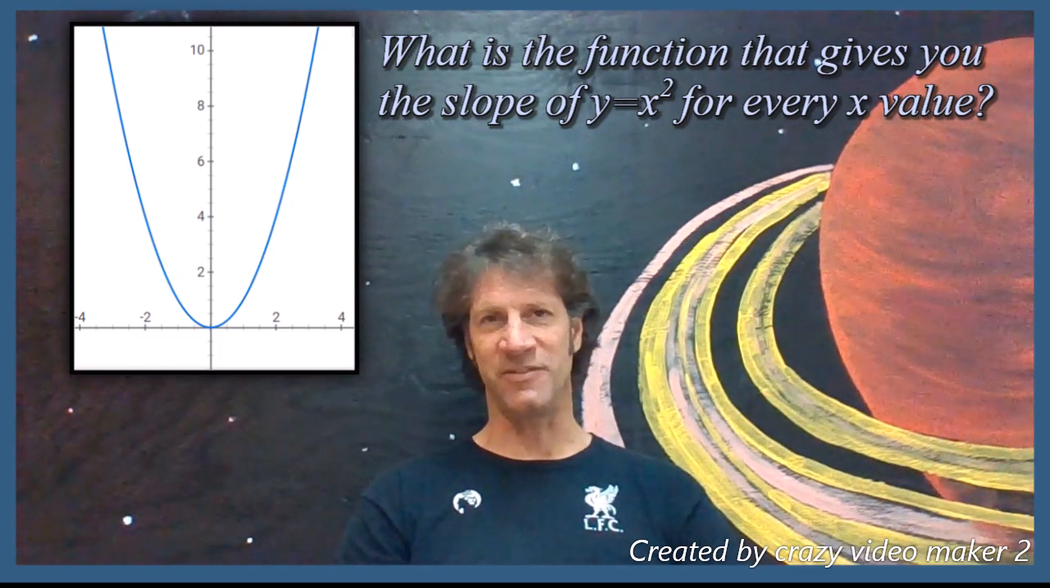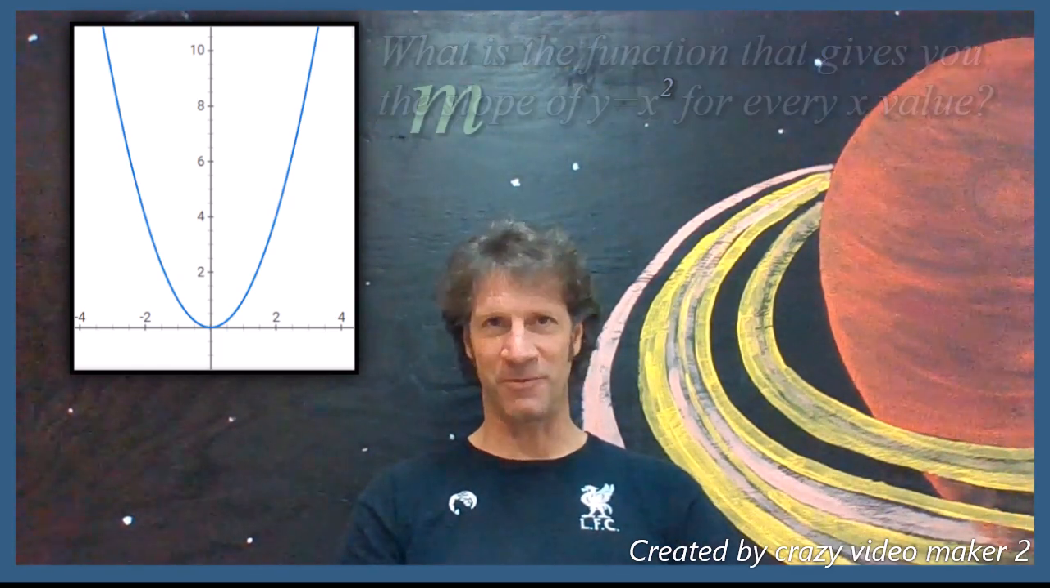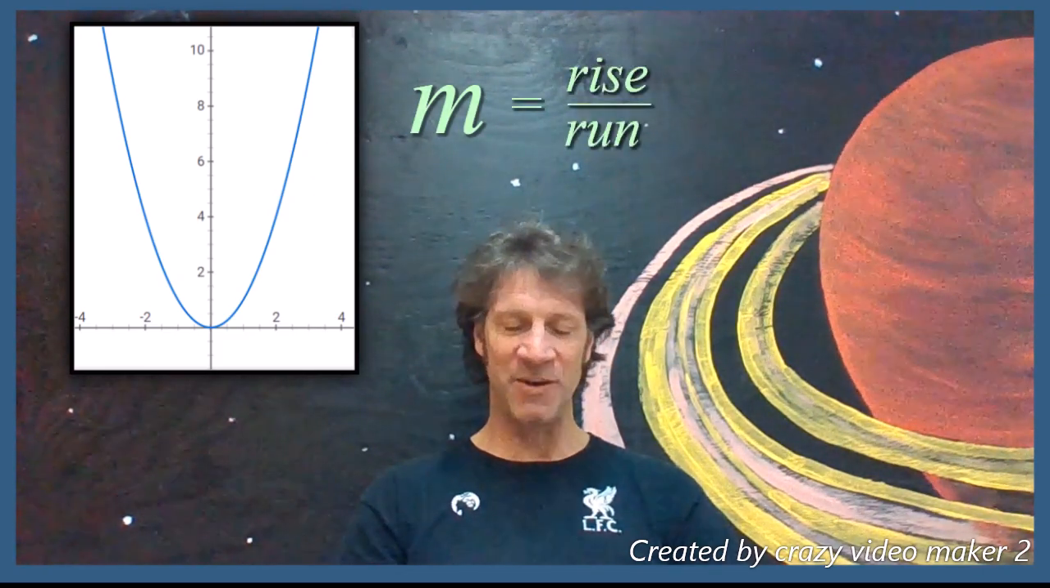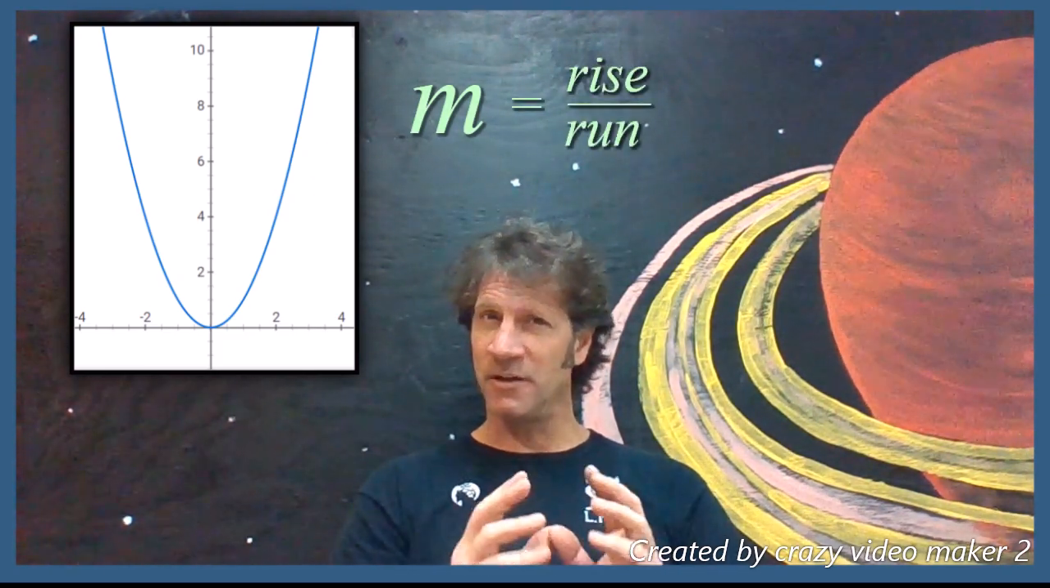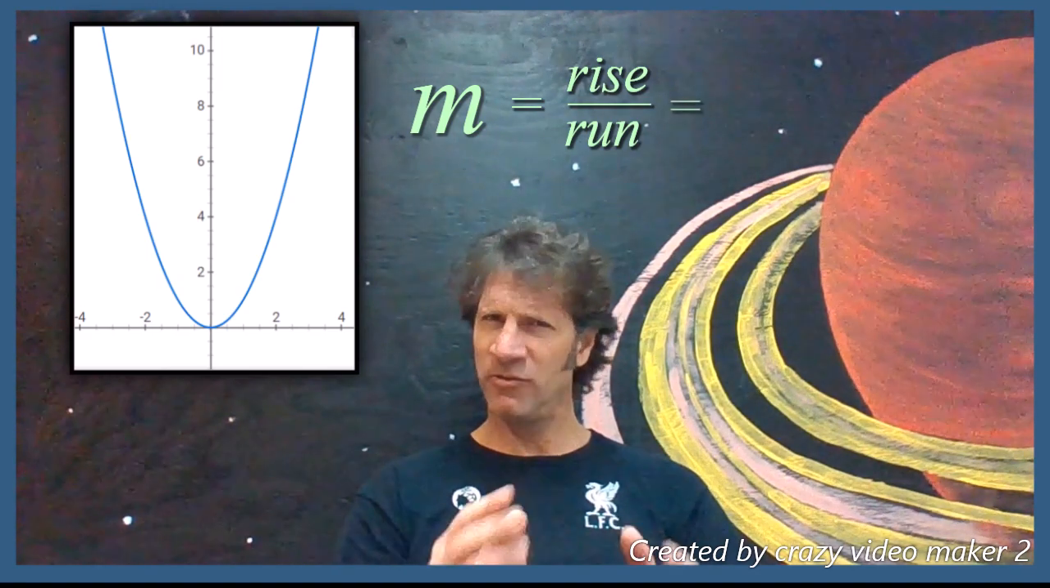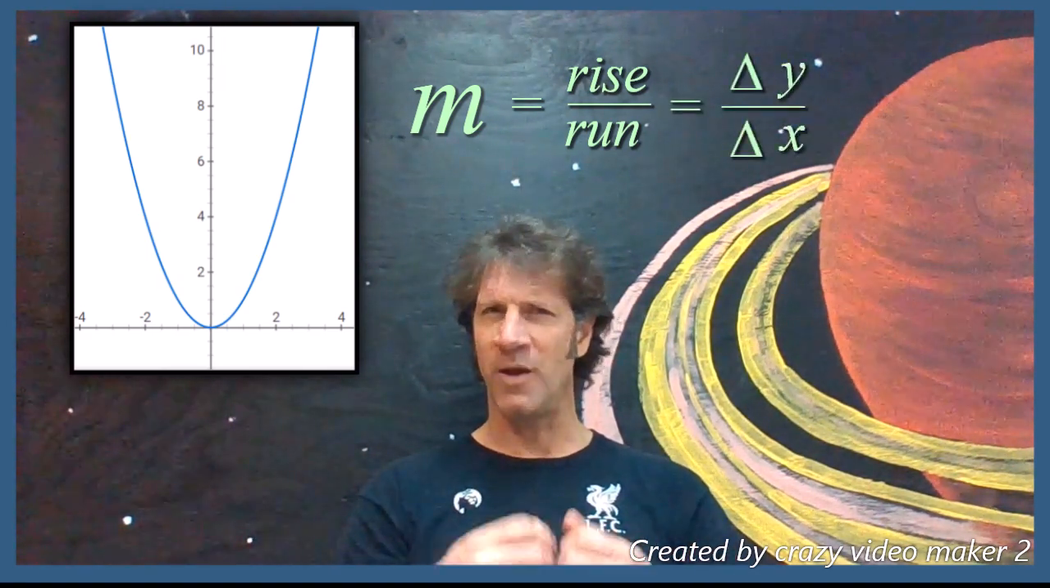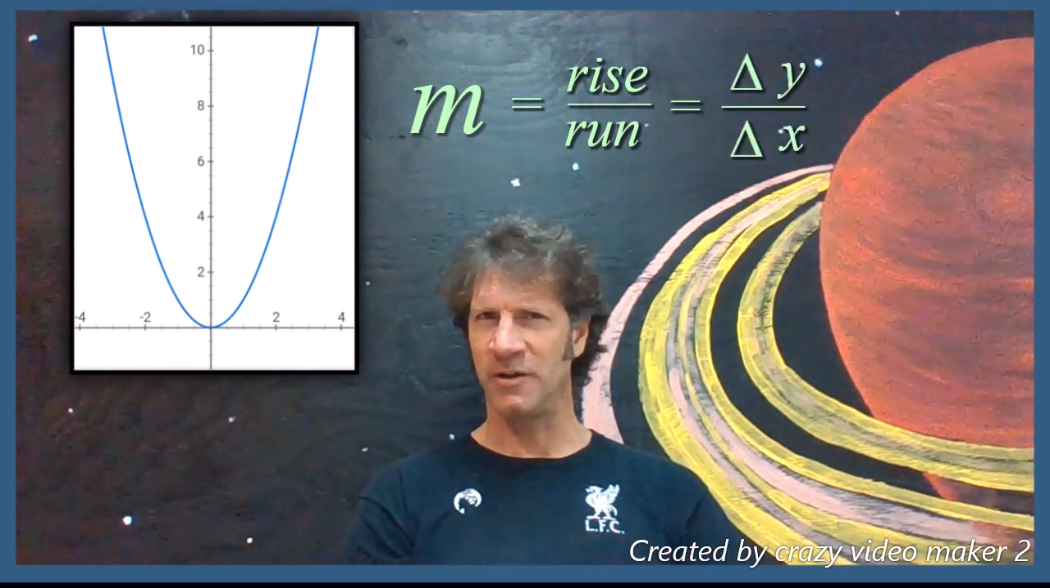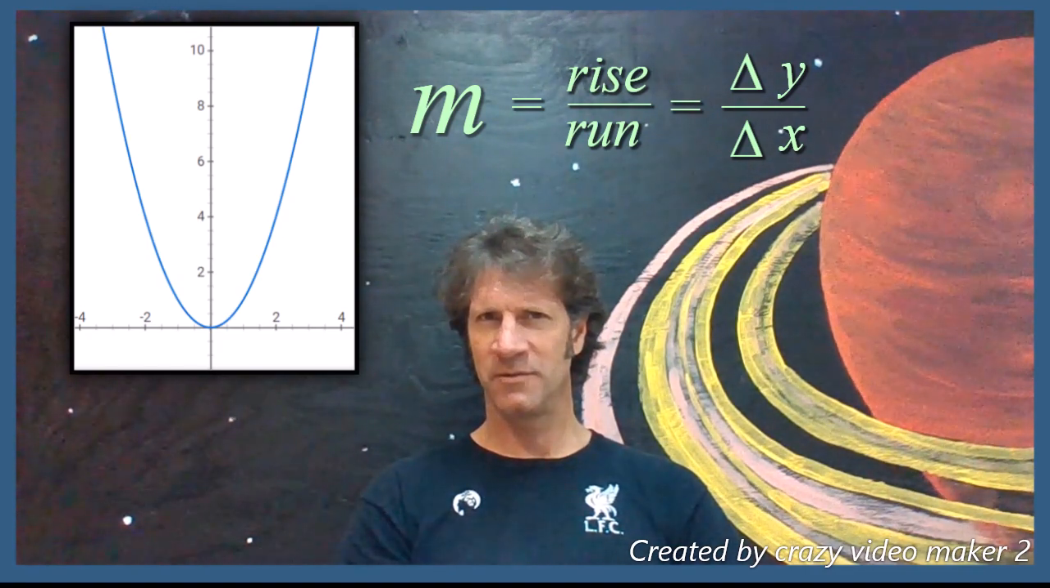Now, how we're going to do that is this. Slope is just rise over run, right? And another way of thinking about that is delta y over delta x. Make sure you understand that notation, what that actually means, why rise over run is the same as delta y over delta x.